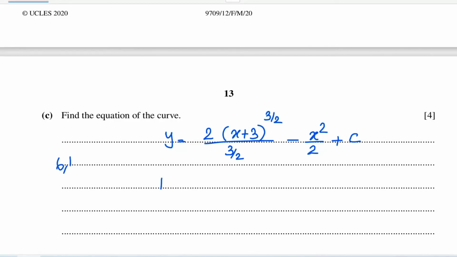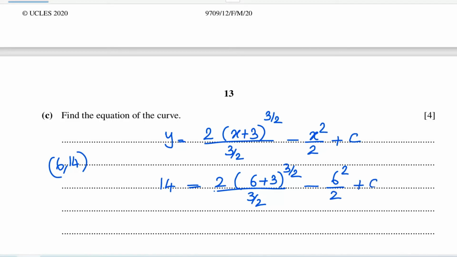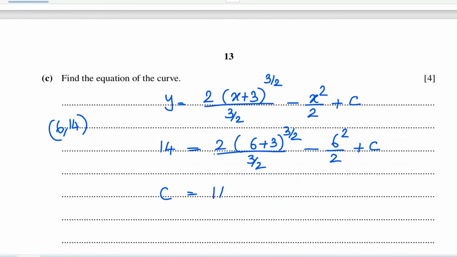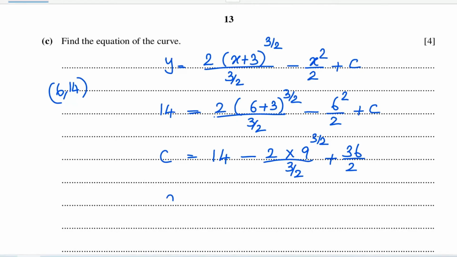So y is 14 equal to 2 multiplied by 6 plus 3 the whole power 3/2 divided by 3/2, minus 6 square divided by 2 plus c. 14 minus 2 multiplied by 9 power 3/2 divided by 3/2, minus 36, this is plus 36/2. So c is equal to negative 4.